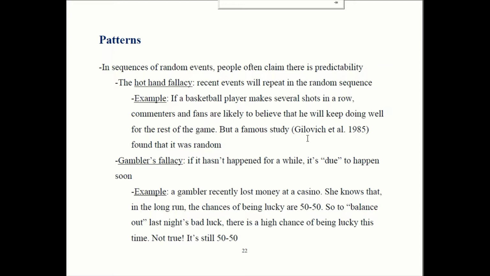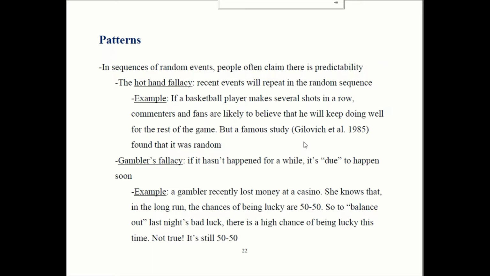Oftentimes you'll hear a sports commentator say things like, wow, player X is really on fire tonight. He's making one basket after another. Player X is really in the groove tonight, on top of his game. So I think because player X made the last 3 shots in a row, they're going to be very likely to make the 4th shot afterwards. Well, these authors demonstrate that it's actually not true.